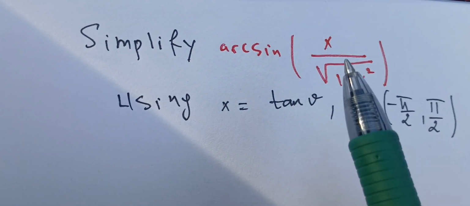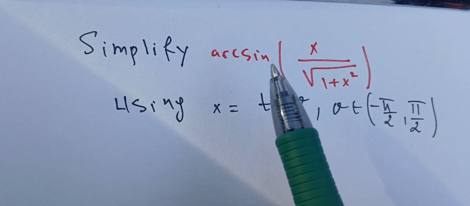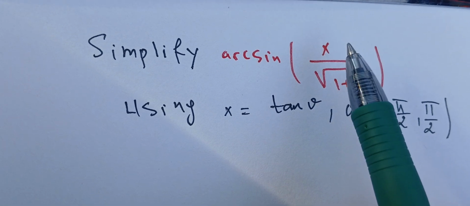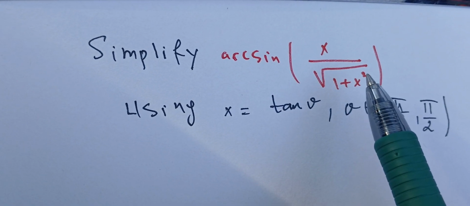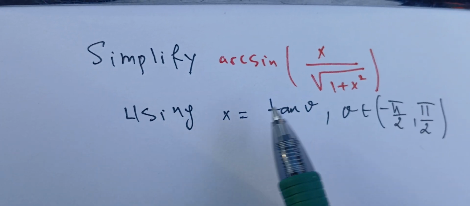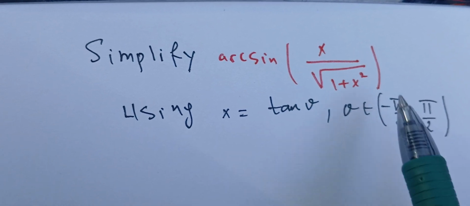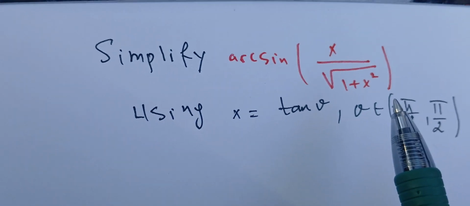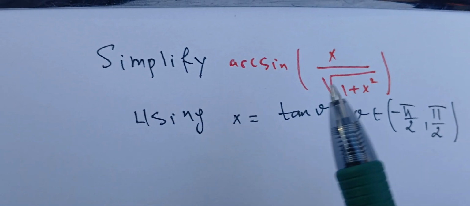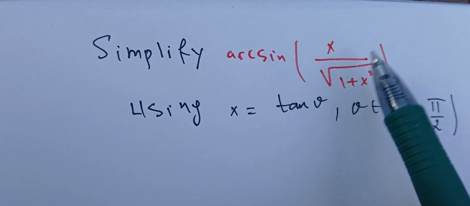In this video, we're going to try to simplify this function, arcsine of x over the square root of 1 plus x squared. We're going to use x is tangent theta, with theta in (-pi/2, pi/2). So here we have all the tools that we need to simplify this expression.